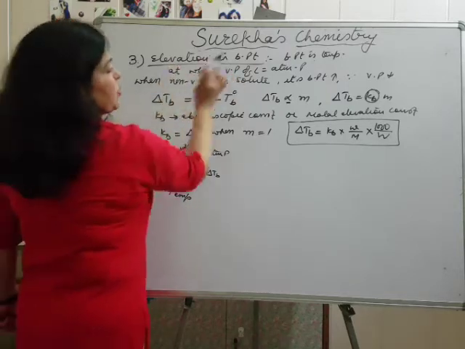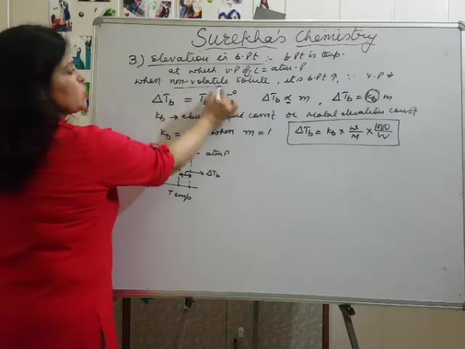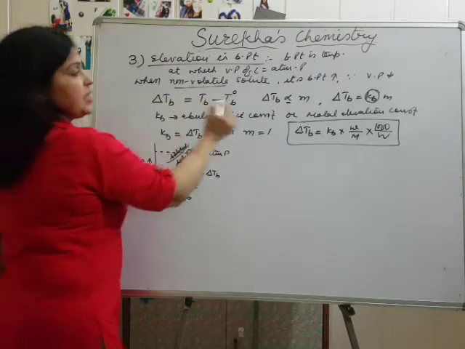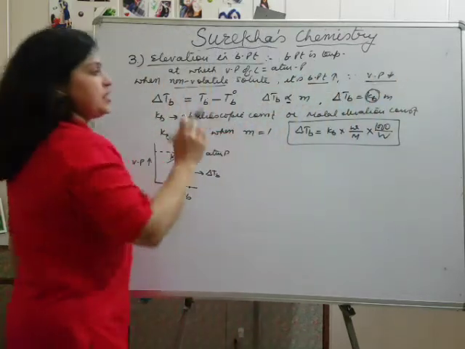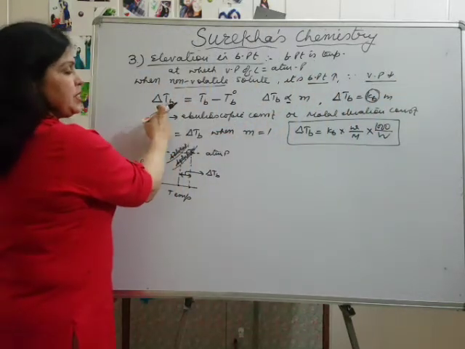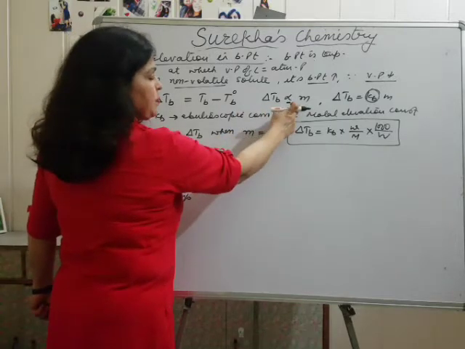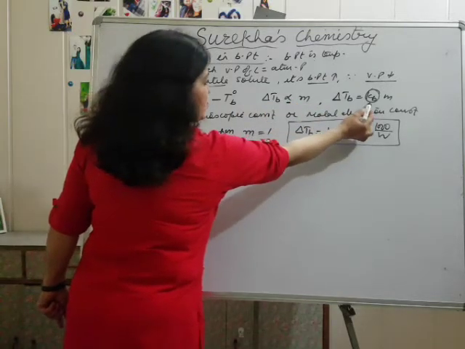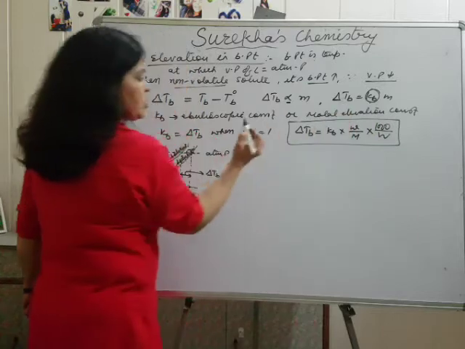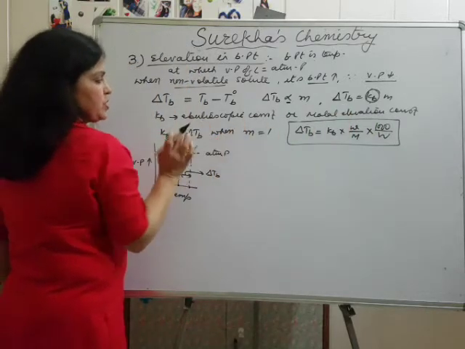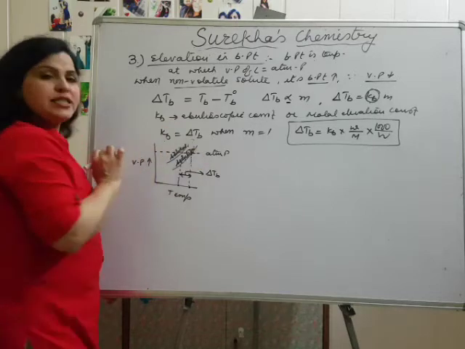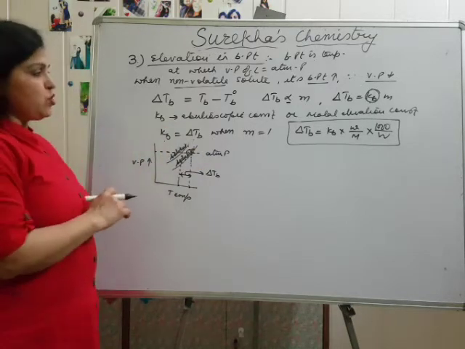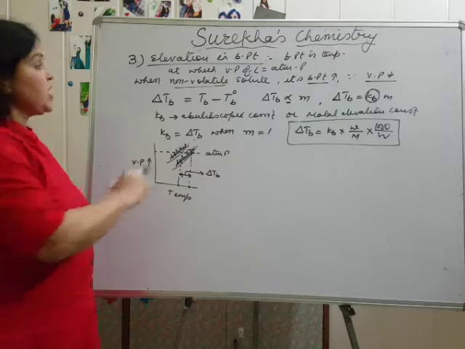So, elevation in boiling point: when a non-volatile solute is added to a solvent, its boiling point increases because its vapor pressure decreases. And delta Tb is directly proportional to m, and this is the constant of proportionality, molar elevation constant or ebullioscopic constant. Its definition: Kb is equal to delta Tb when the molarity of solution is taken to be 1.